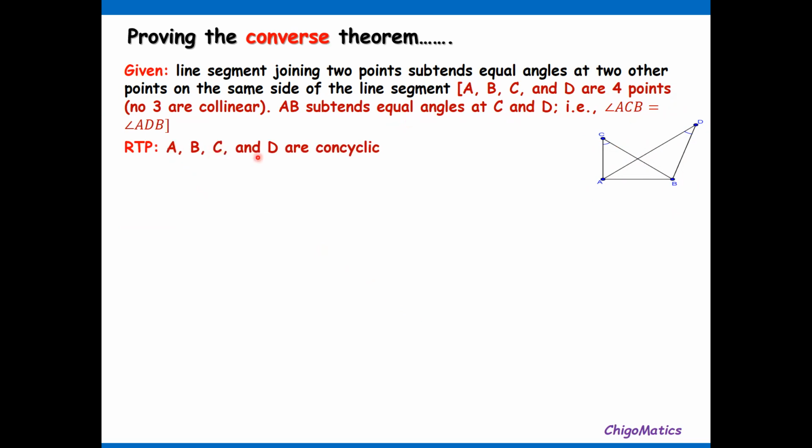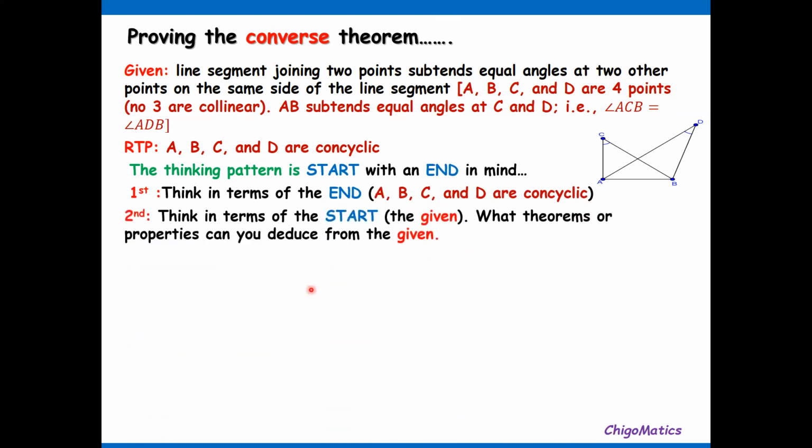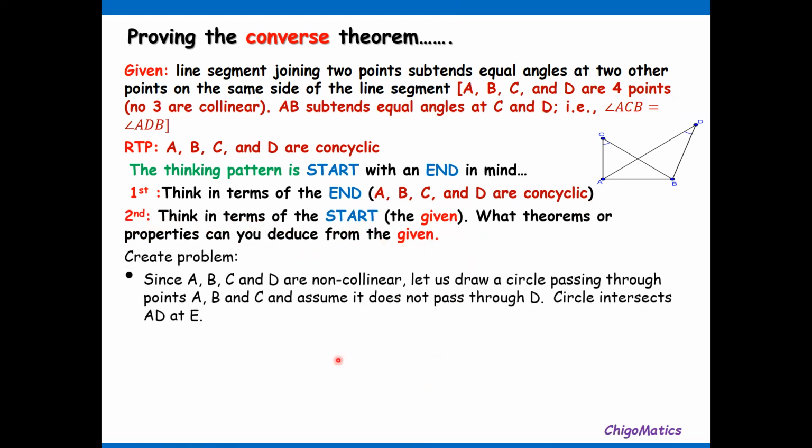Now, what are we required to prove here? A, B, C, and D are concyclic. That means these 4 points lie on the circle. That is what we want to prove. Let us have some thinking here. We start with an end in mind. First, think in terms of the end: A, B, C, and D are concyclic. That is where we want to arrive. Number 2, think in terms of the start, the given. What theorems or properties can you deduce from the given?